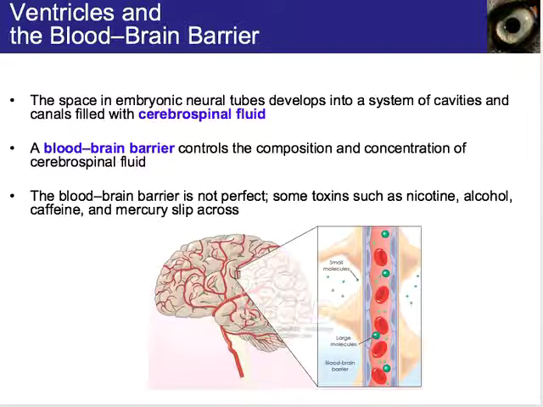Okay, so we had already discussed this a little bit. The space in embryonic neural tubes develops into a system of cavities and canals filled with cerebral spinal fluid. And you guys remember that cerebral spinal fluid is that fluid that bathes the brain and the spinal cord.